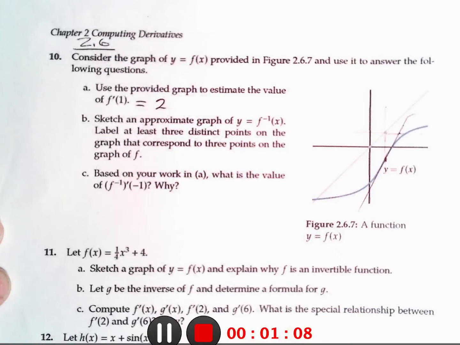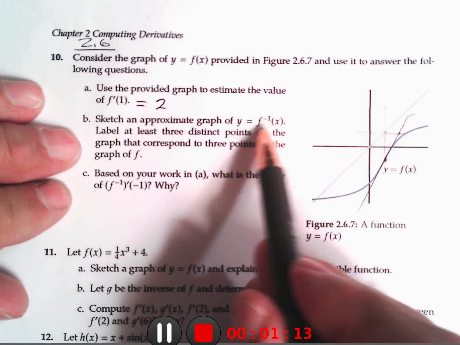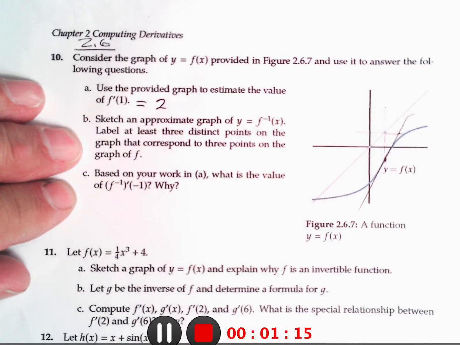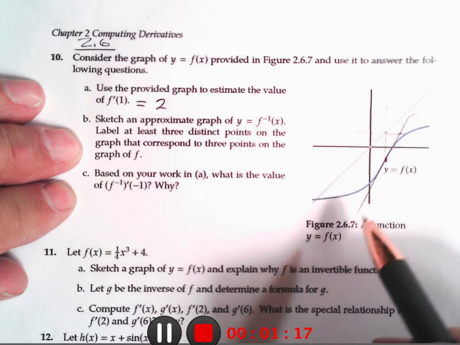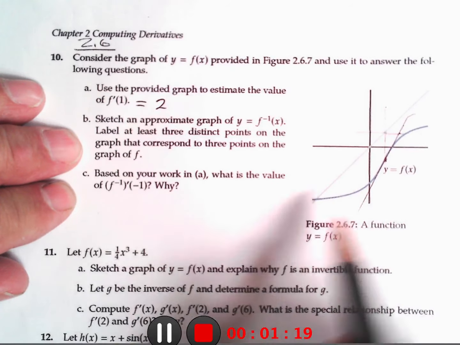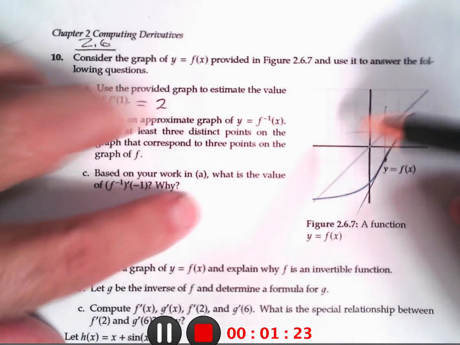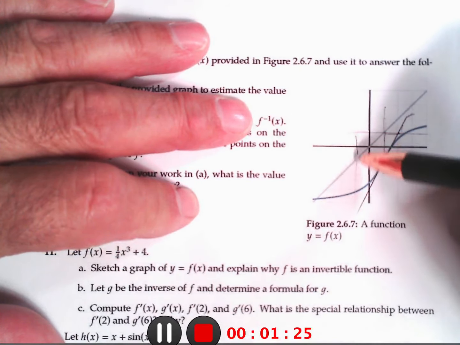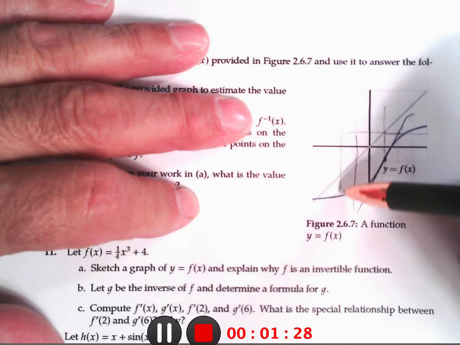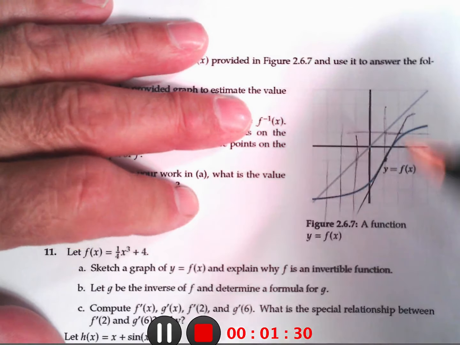Okay? Sketch f inverse of x. Well, I like to use points on the graph. For instance, I'm going to the lines here. Let's see, maybe I'll darken these so that you can see them. I should use a ruler, but I think you'll get the idea.